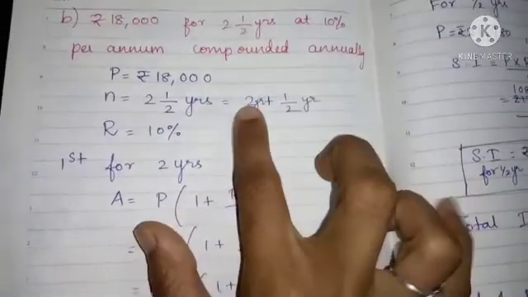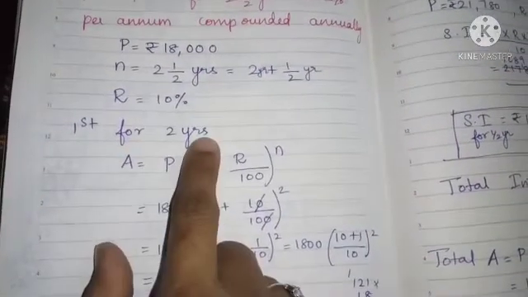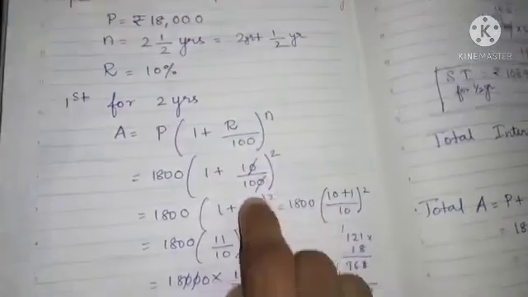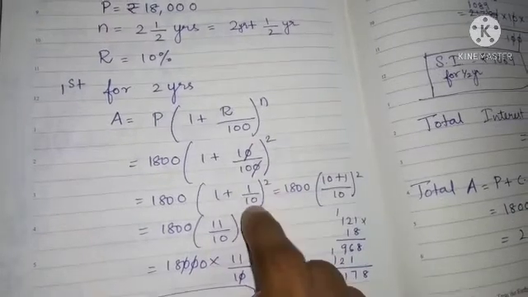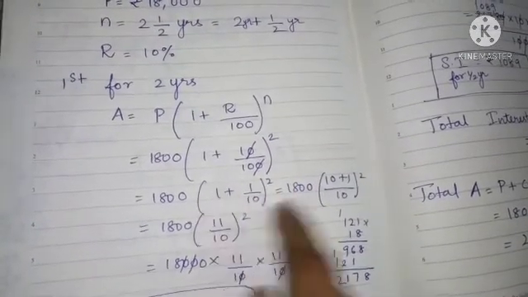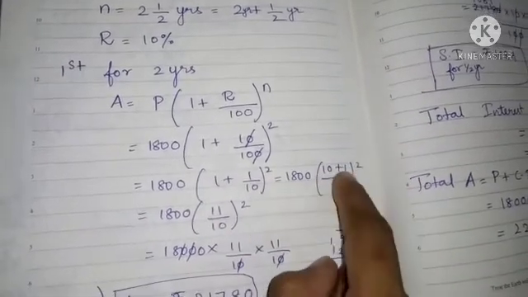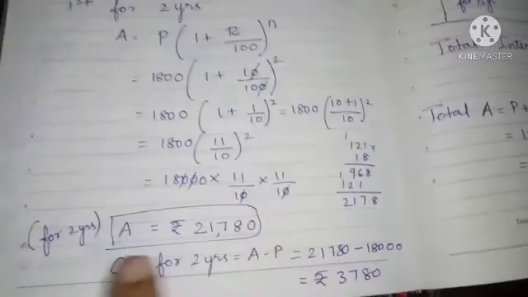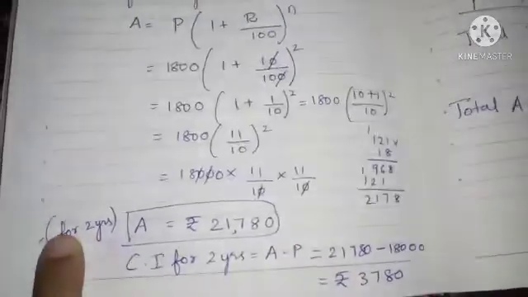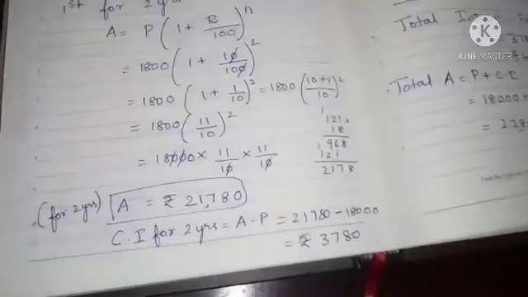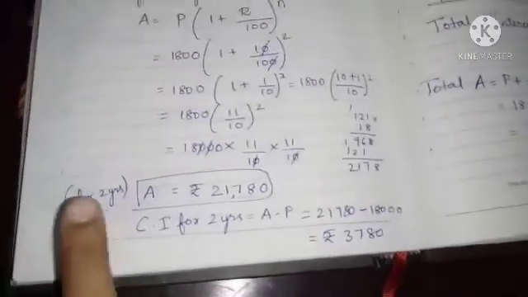I am finding for 2 years first. Principal, rate and all: 10 divided by 100, 0, 0 cancel, 1 by 10 the whole square. Then LCM, 10 plus 1 by 10 the whole square. 10 plus 1 is 11 by 10 the whole square. After cancelling it, you got the amount for 2 years, not for 2.5 years. If we got it for 2.5 years, we could straightaway find the answer. But it is only for 2 years.